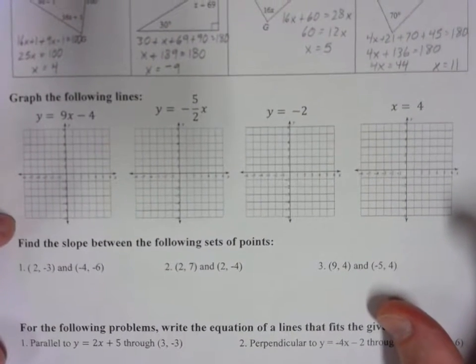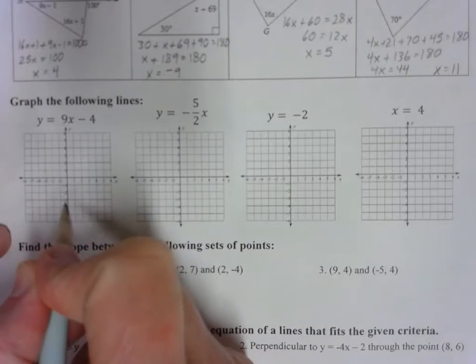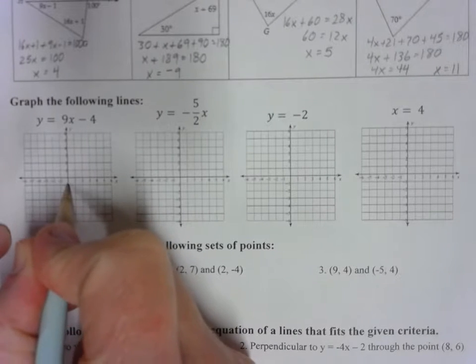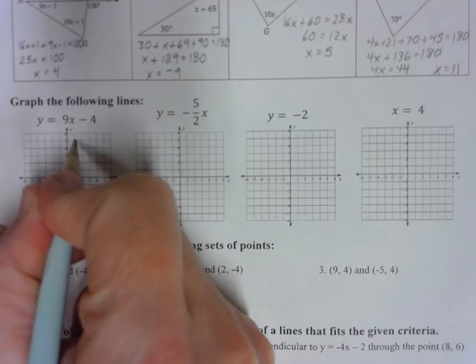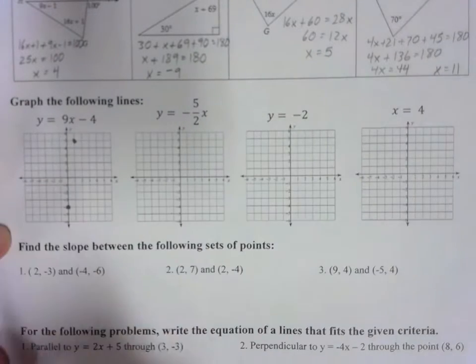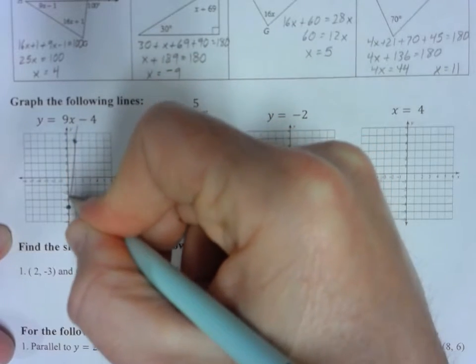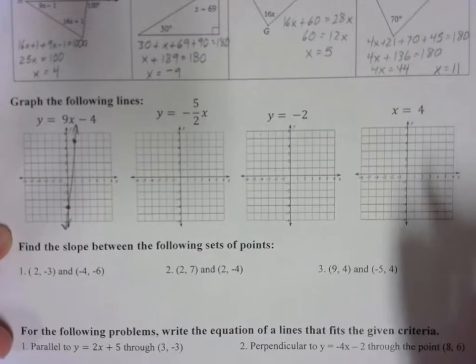Graph the following lines. So I know my y-intercept is -4, my slope is 9, so 1, 2, 3, 4, 5, 6, 7, 8, 9 up over 1, and then I do my best to draw a straight line through those. Grab my ruler, but plot those points clearly.